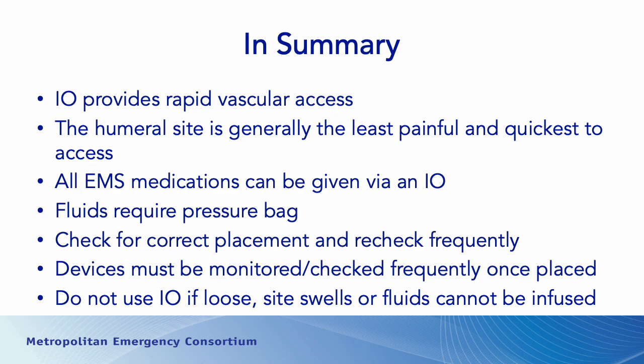So in summary, IOs provide rapid vascular access. That's why we use them. The humeral site is generally the least painful and the quickest to access. All of our EMS medications can be given via an IO, and we can also give blood products via an IO. So if you place an IO on a patient, you put it in their shoulder, they've got major trauma and hemorrhagic hypotension, hemorrhagic shock, we can give them resuscitative fluids as well as blood products through that IO.